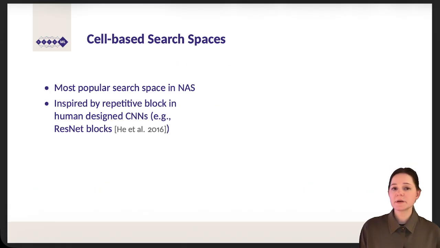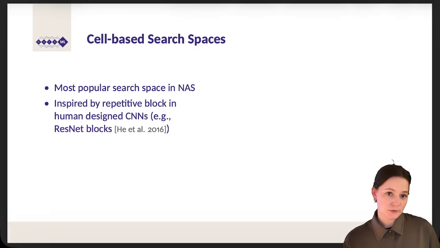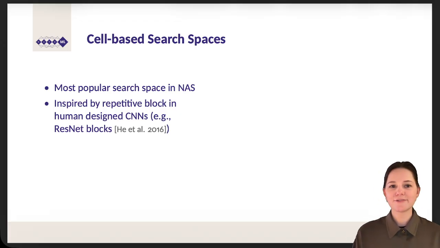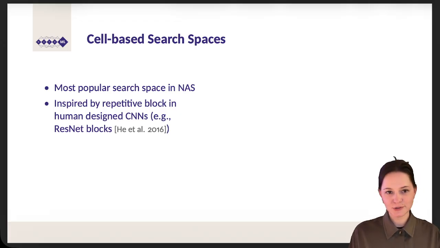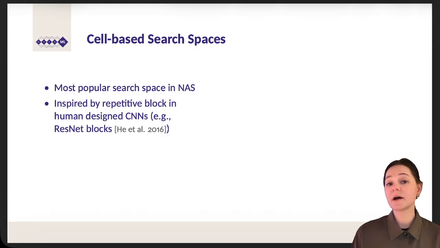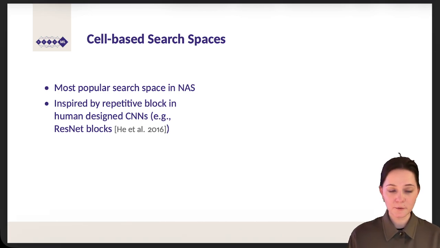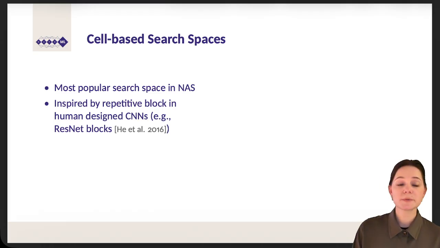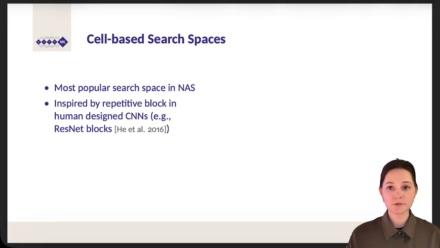The third search space are so-called cell-based search spaces, which are more or less by far the most popular search spaces used in NAS, and they are inspired by repetitive blocks. For example, the CNN ResNet we have just seen several slides ago. The problem with the two search spaces we have seen before is that they can become very big. So the macro search space, for example, can become very big, needing a lot of compute to actually search properly and for large networks to get a good performance of the architectures.